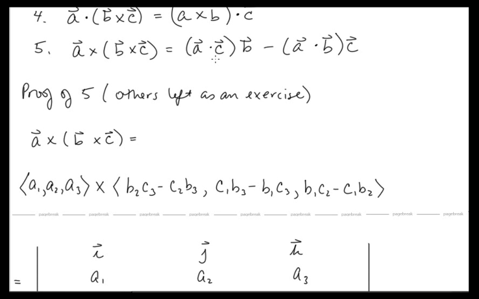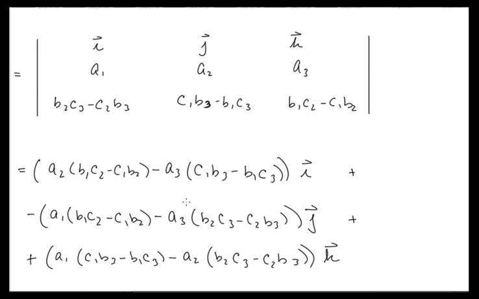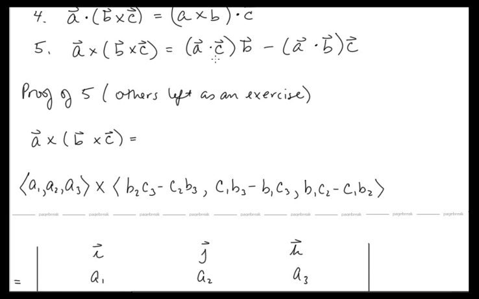A is vector A1, A2, A3, and if we take a look at B cross C, we get in component notation B2C3 minus C2B3, C1B3 minus B1C3, and B1C2 minus C1B2. And now we want to take the cross product of these two vectors. So we put them in the determinant form, and we compute our minor determinants, and so far we're here. So we're looking for a coefficient times vector B minus a coefficient times vector C.